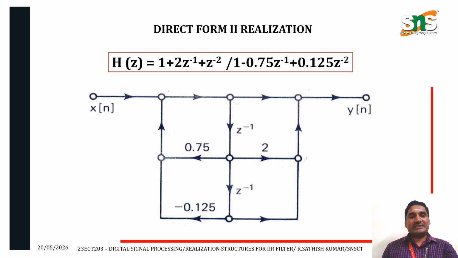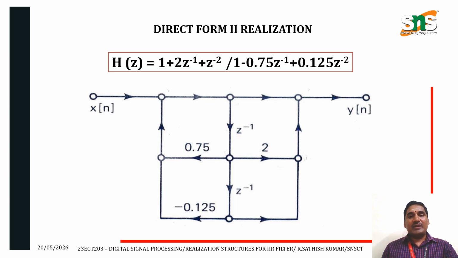Direct form 2 realization, H of z is equal to 1 plus 2 z inverse plus z power minus 2 divided by 1 minus 0.75 z inverse plus 0.125 into z power minus 2. X of n multiplied with z inverse, we can get 0.75 into z inverse. Again multiplied with z inverse, we can get z power minus 2 minus 0.125 into z power minus 2.